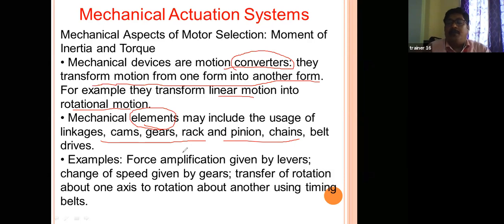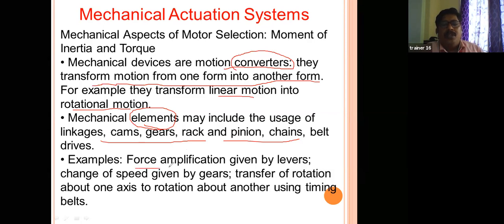Controlling the motion means here we are controlling the actuation of a mechanical system. What are the mechanical elements? Linkages, cams, gears, rack and pinion, chains, belt drives. These are the elements which control the motion of a machine, a device, or a mechanical system.